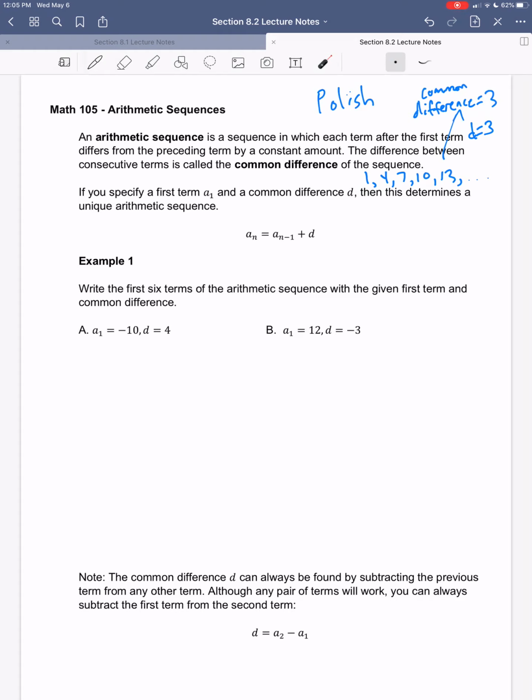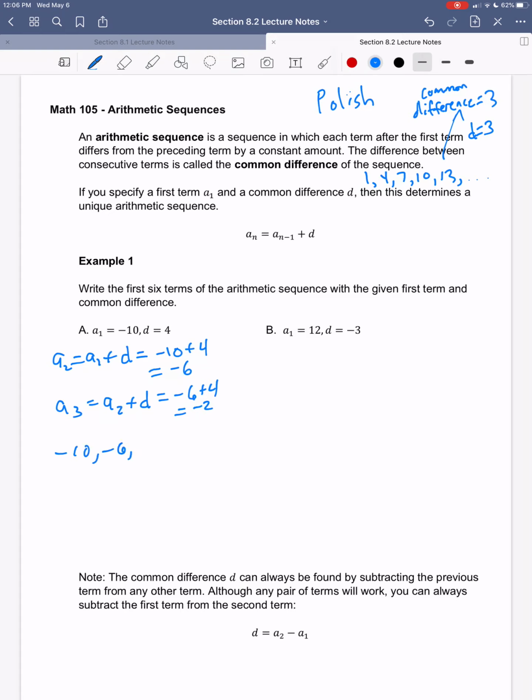So example 1 here, let's just find the first 6 terms. Of course, to get each term, I just take the preceding term and I add D. So that would be negative 10 plus 4, which would be negative 6. And I don't really have to write this a2 plus D every time. So we know we're starting with negative 10. Then we get negative 6, then we get negative 2. Those are the first 3 terms. I just keep adding 4 every time, right?